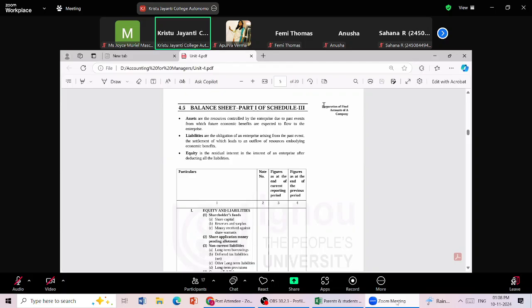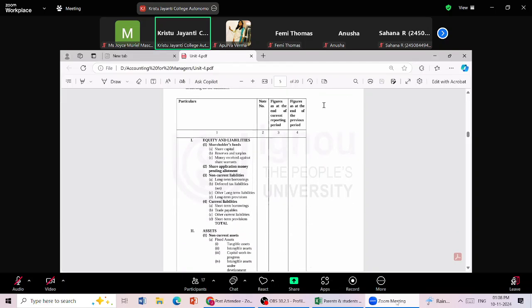So we have seen the equation: asset is equal to liability plus equity. Likewise, asset minus liability is nothing but your equity. So here this is the format of the balance sheet, and this is also the default. You need to go only with the format. You cannot change the format. At least, if you are not able to know everything inside, you need to be thorough with the main headings.